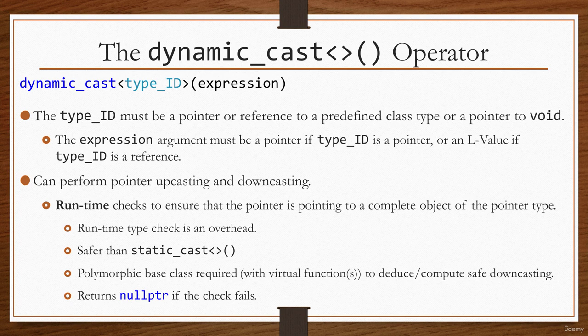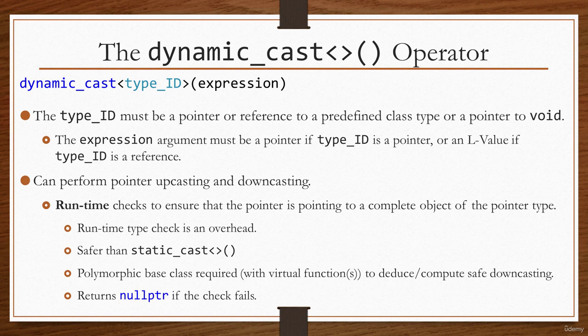We can perform pointer upcasting and downcasting with this dynamic cast operator, and then runtime checks will be performed to ensure that the pointer is pointing to a complete object of the pointer type. This runtime check is an overhead which we do not have with the static cast because that is a compile time check. However, the dynamic cast is safer than static cast because of that runtime check.